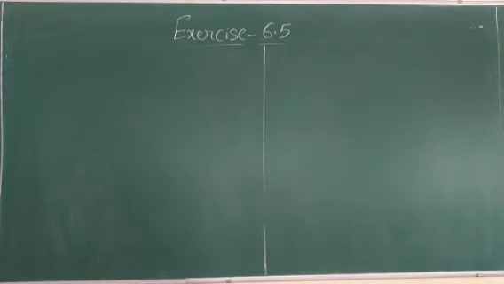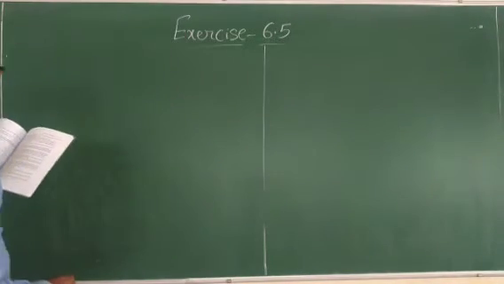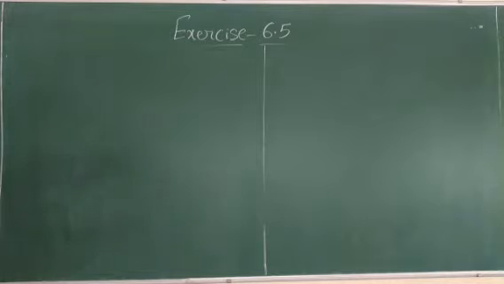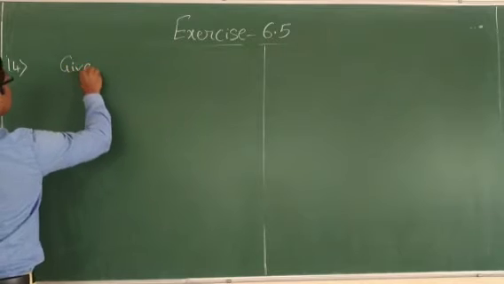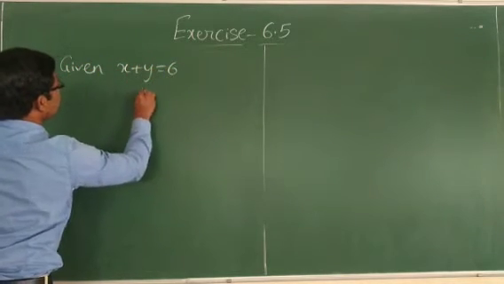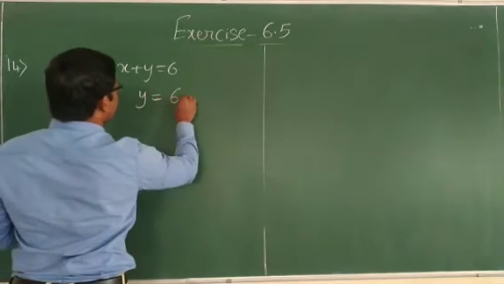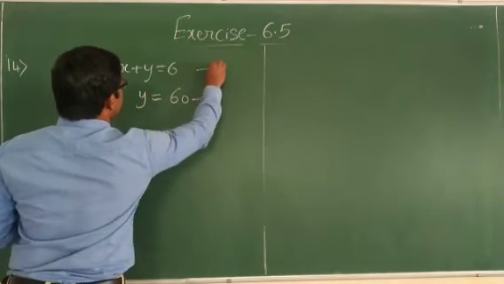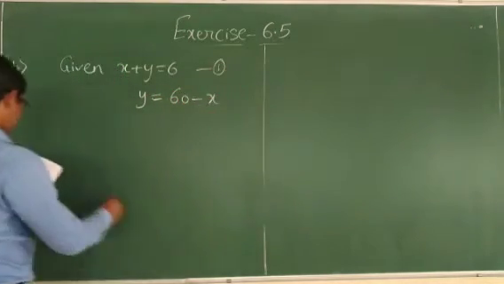Okay, next question. Find two positive numbers x and y such that x plus y is equal to 60 and x y cube is maximum. Given x plus y is equal to 60, from this we can write y equal to 60 minus x. Make it as 1.